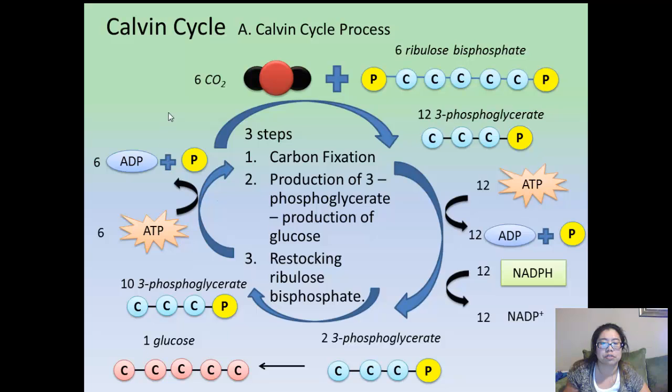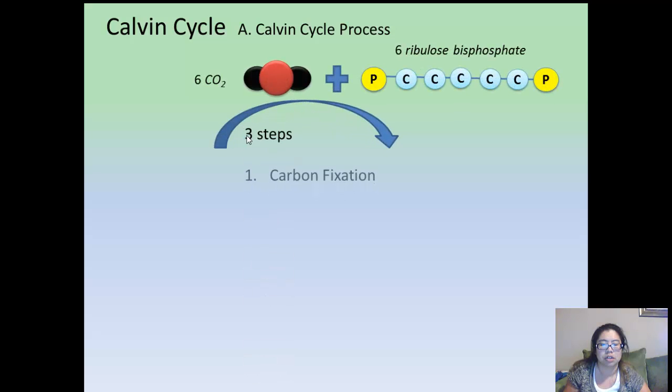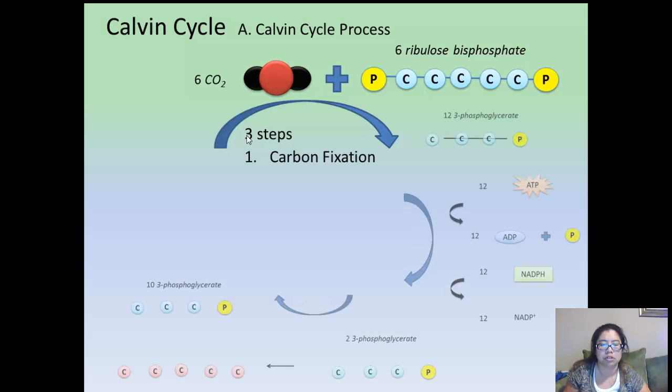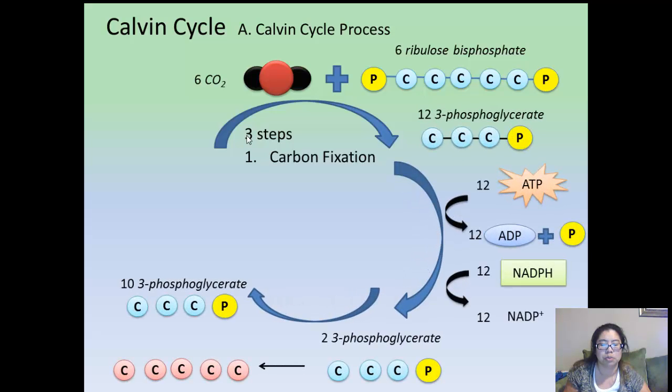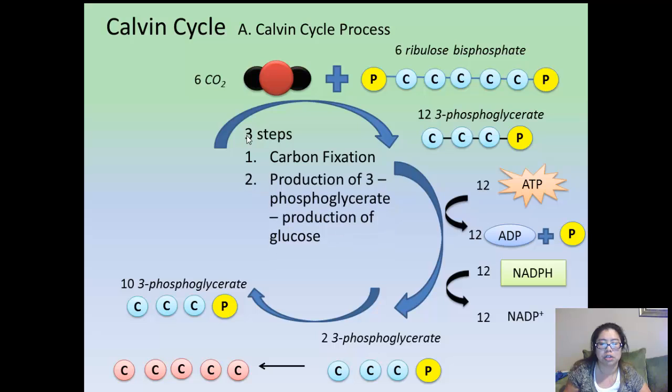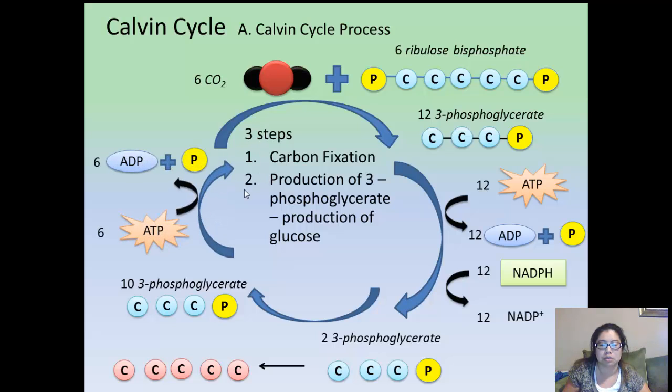So the general overview of the Calvin cycle is shown here. There are 3 steps. The first step is called carbon fixation. The second step shown here has a lot more because there are 2 parts to the second step: the production of 3-phosphoglycerate and also the production of glucose. And the last step here is restocking the ribulose bisphosphate.